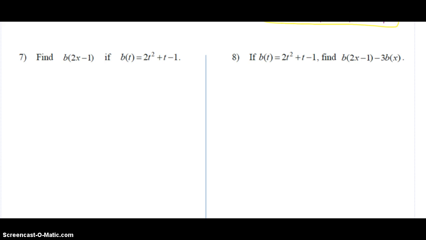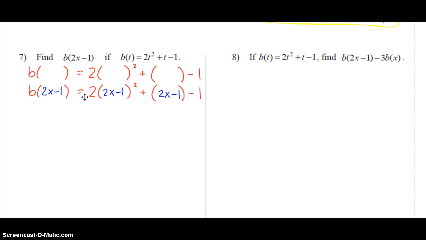You shouldn't find any difficulty with number 7. Number 8 is going to feel a little bit more complicated, but it's really not. So let's do number 7 first. We'll set it up and then do the math. As you can see, the little trick of setting up the parentheses without anything inside of it, according to whatever b of t is defined as, makes it a little bit easier to plug it in and then figure out what you need to do.